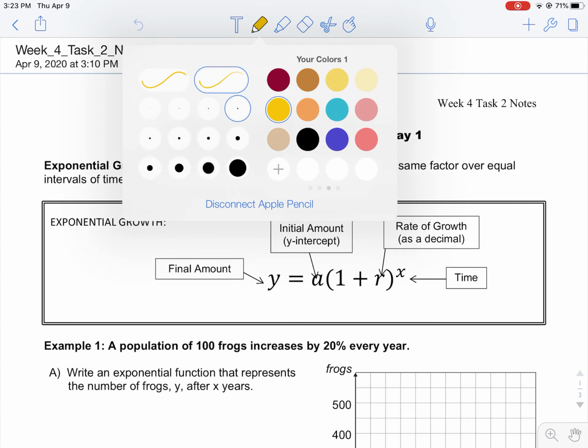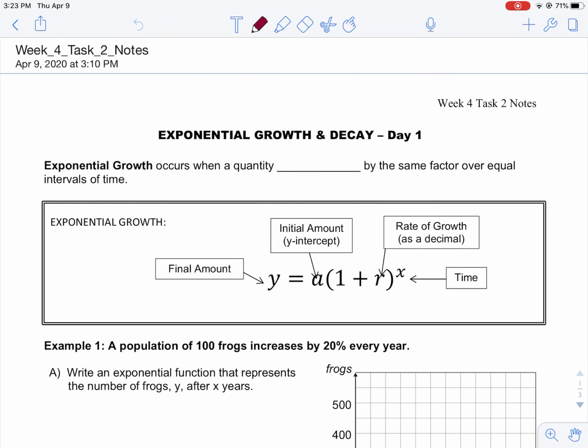This video covers week 4 task 2 notes. This is going to be page 1. So the first video is going to be about growth. The second video is going to be about decay. So please make sure you watch both videos.